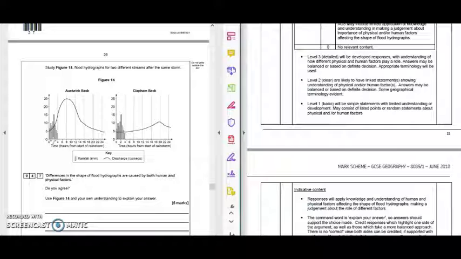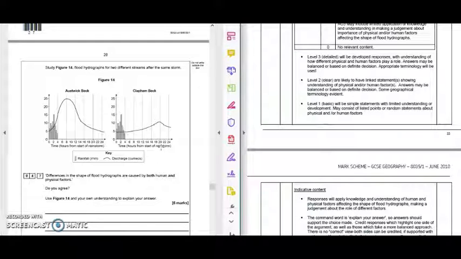However, human factors are also going to influence it. Because if you look at Clapham Beck, it's the same amount of rainfall, but the river does not fill up as much. In actual fact, the lag time, looking here, is around about 18 hours. So why is that then? Because the physical factor, the rainfall, is the same. So it suggests that at Clapham Beck, there were fewer buildings, less urbanisation.